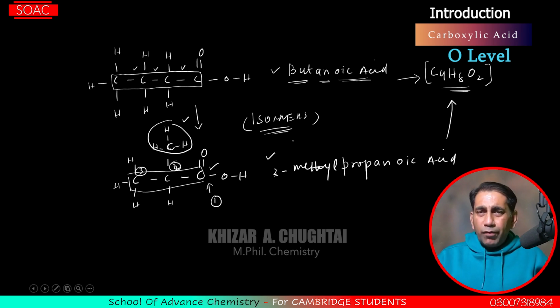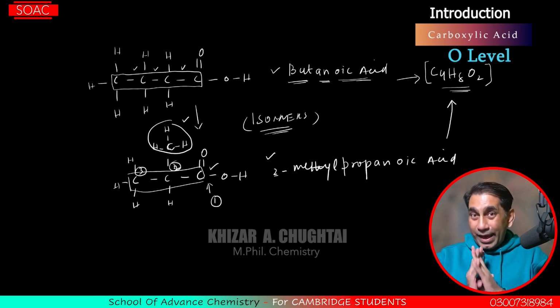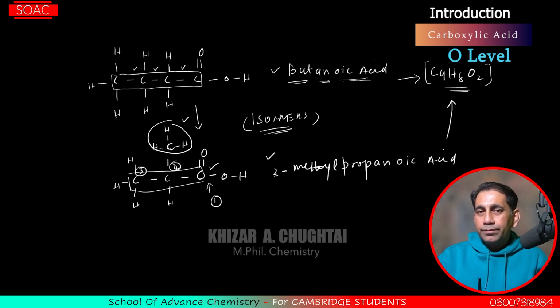Compounds having same molecular formula, but if they are having different nomenclature, if they are having different names, as they are having different structures, so they are said to be isomers. So you will have to remember these names, this nomenclature, structure formula, molecular formula, till 4-carbon carboxylic acid.